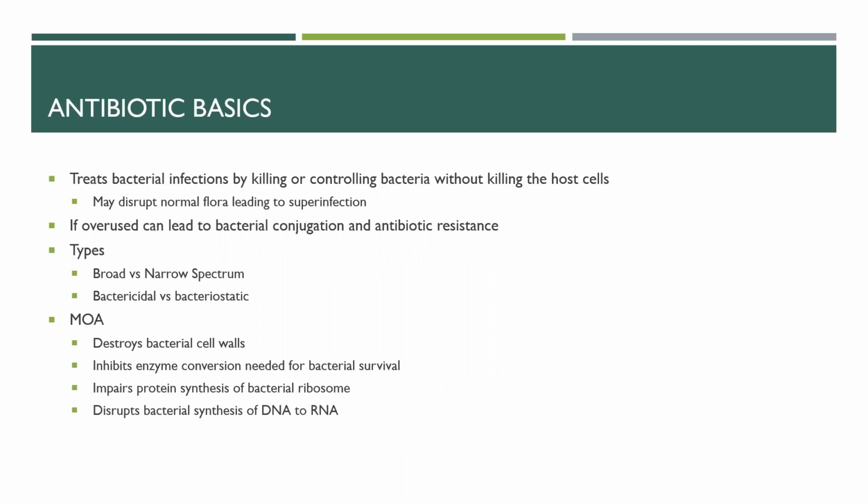So the mechanism of action of antibiotics is to destroy bacterial cell walls. It can do this by inhibiting enzyme conversion that's needed for bacterial survival. It can impair protein synthesis of bacterial ribosomes, and it can disrupt bacterial synthesis of DNA to RNA. Remember, the RNA can then produce proteins, which causes a lot of the effects in the body. So if we're stopping the synthesis from DNA to RNA, we're preventing those proteins from being made.